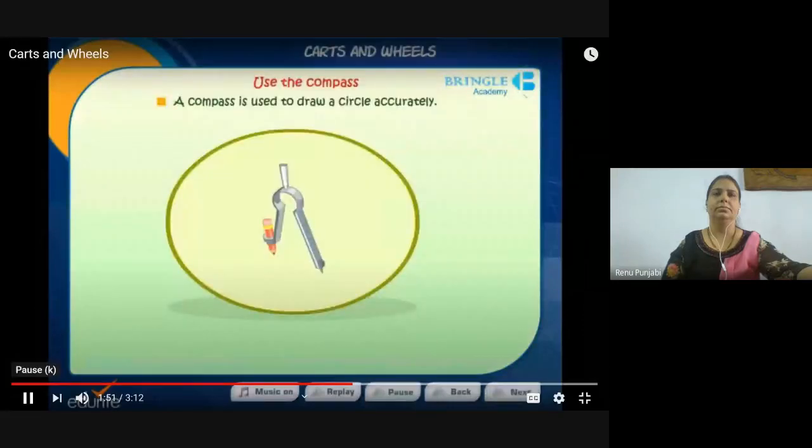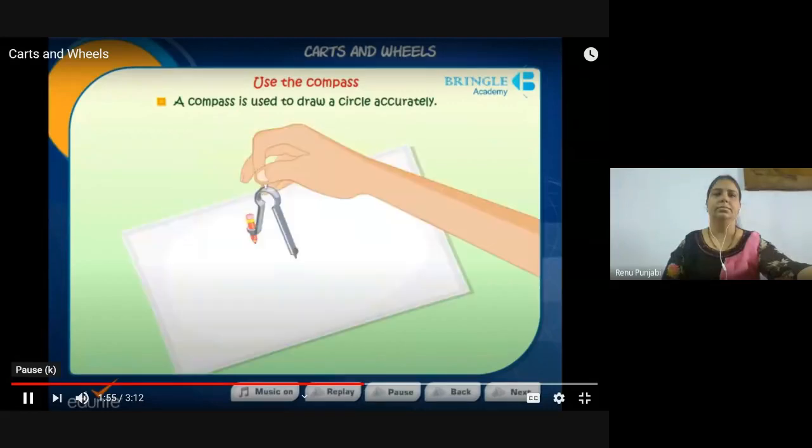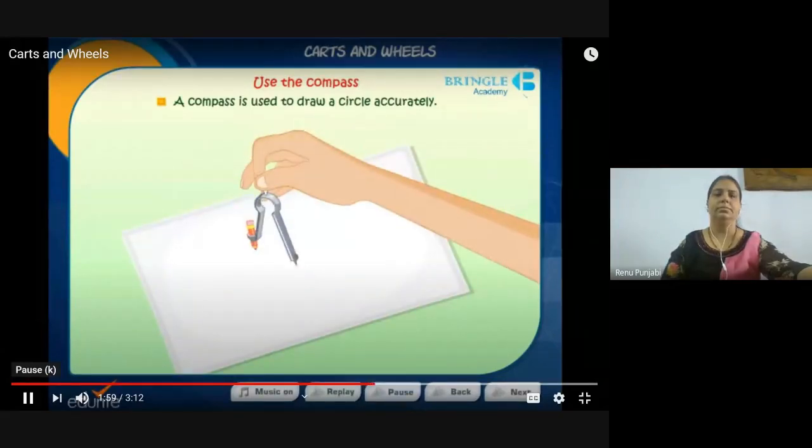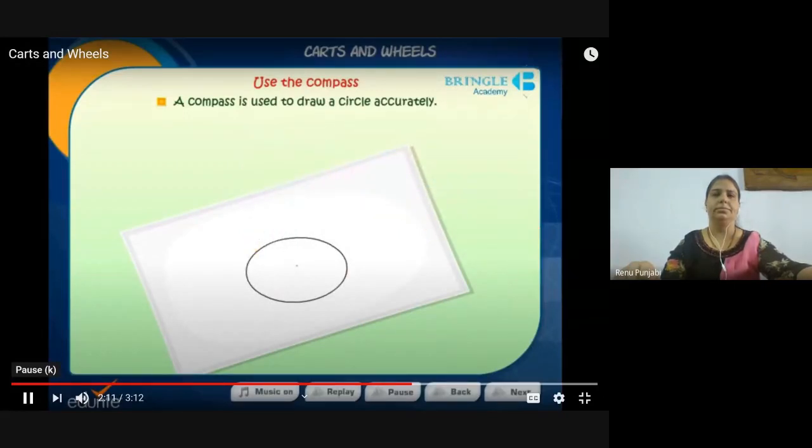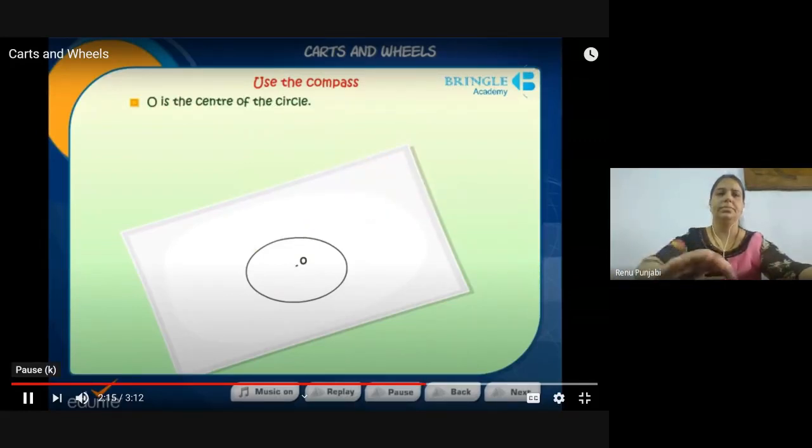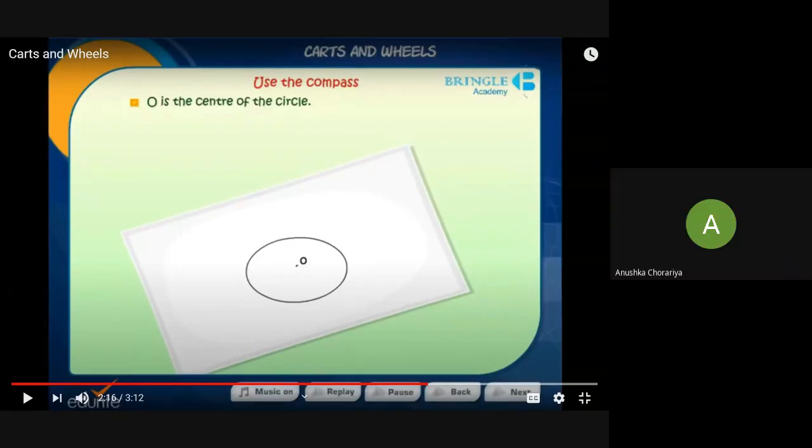Now, let's learn to use a compass to draw a circle accurately. Hold the compass from the top. Press the tip of the compass on the paper to make a mark. Don't move the tip. Move the pencil around. Stop where you have started. You have drawn a circle. The mark where you had kept the tip of the compass is the center of the circle. This is called what, when you have this point? This is the center of the circle.